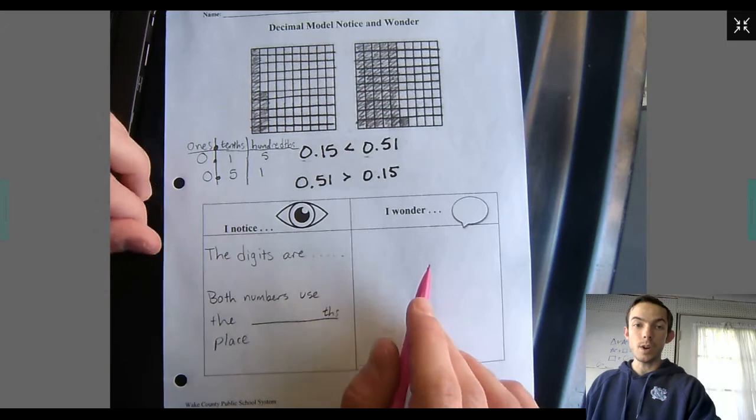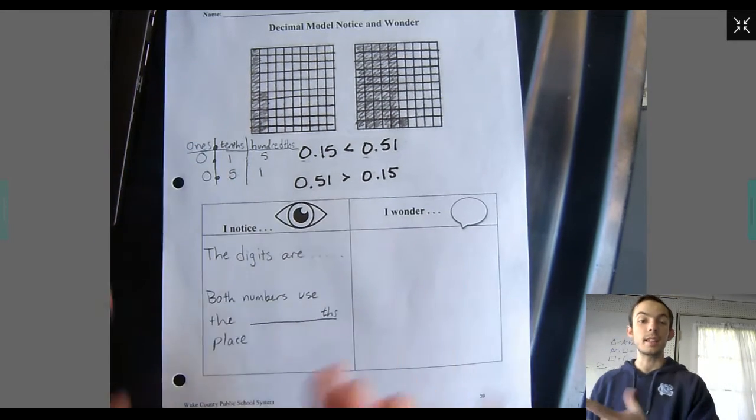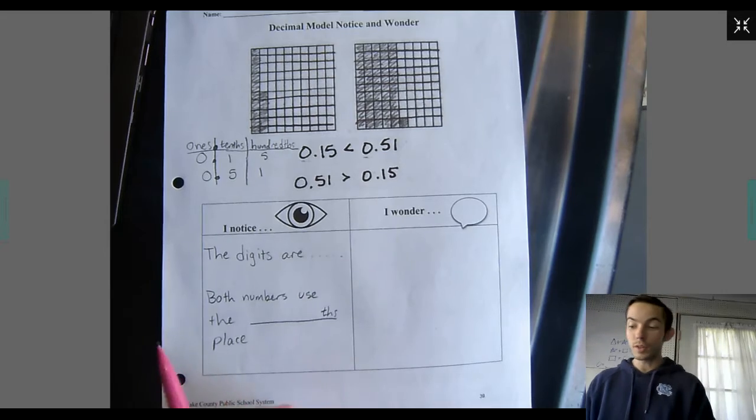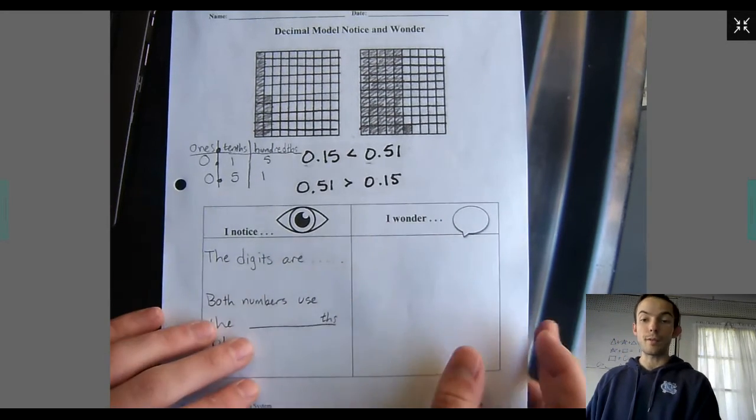Over here, and I wonder, that's really not something I can control. If they wonder something, put it in here. This box could also be left blank because this is a pretty straightforward problem.